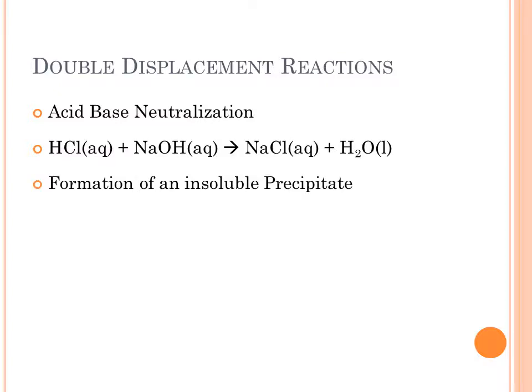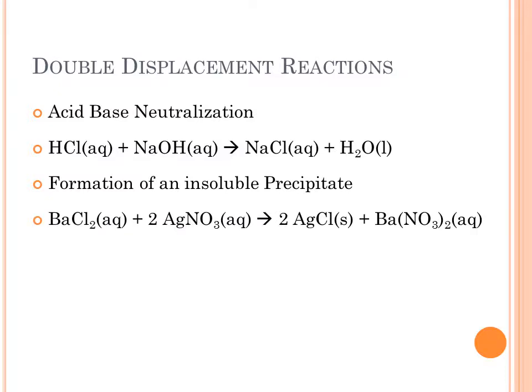You can get precipitation. The barium is going to go with the nitrate, the silver is going to go with the chloride, but it turns out silver chloride is not water soluble. And so it will precipitate from the reaction. Barium nitrate will stay in solution.